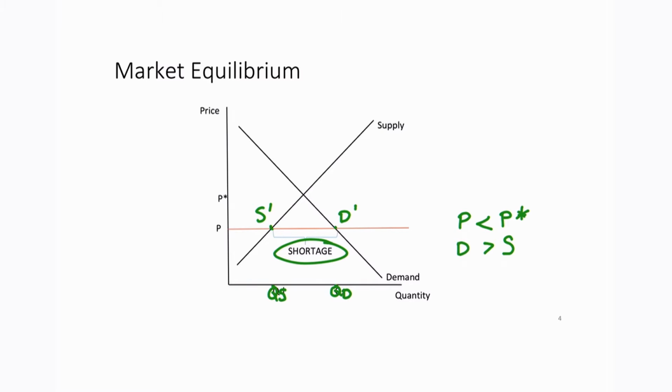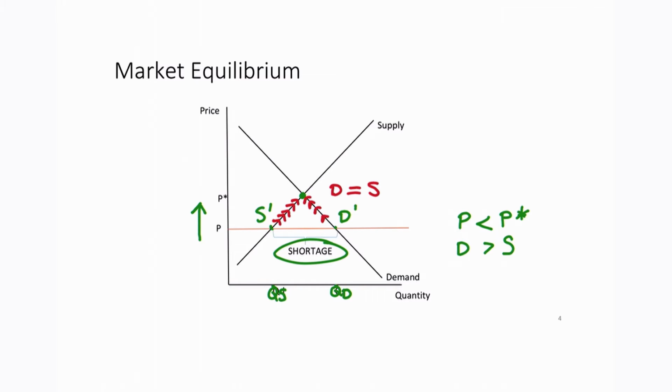To get to a point where we return back to the equilibrium, what we need to have is upward pressure on the price. So to get rid of a shortage, we need to have upward pressure on the price so that as the price starts to rise, supply increases and demand decreases, and we return to a point where once again demand is equal to supply.